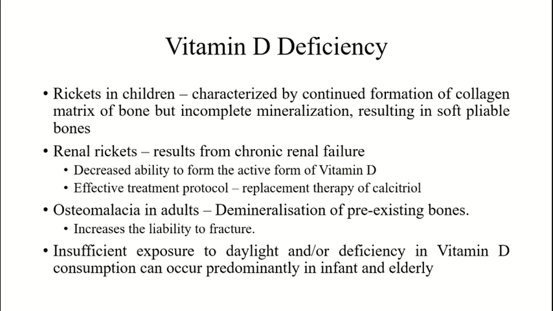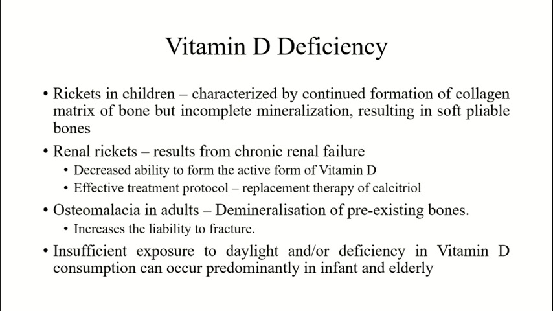Renal rickets, on the other hand, results from chronic renal failure, where an active form of vitamin D is not produced sufficiently. This can be circumvented through replacement therapy of calcitriol. Osteomalacia is much more common in adults, where demineralization of pre-existing bones increases the susceptibility to fracture.